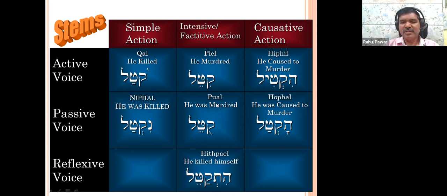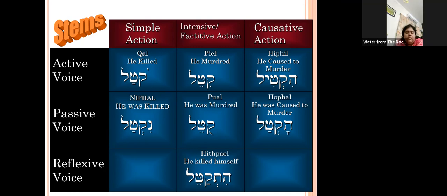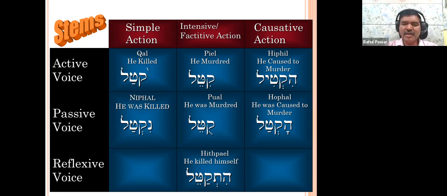And then read this Pual. What do you observe over Pual? Qibbutz. So again, qibbutz and a doubling dagesh in the second root letter. For perfect and imperfect, I will give you the clue. To recognize this Pual verb conjugation, under every first root letter you will find qibbutz.